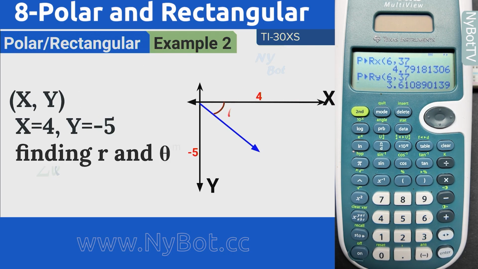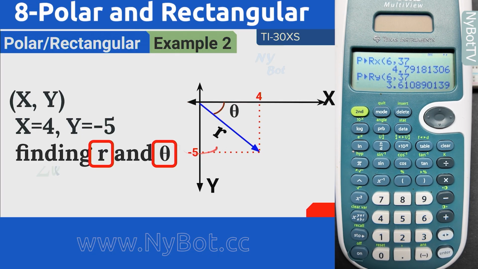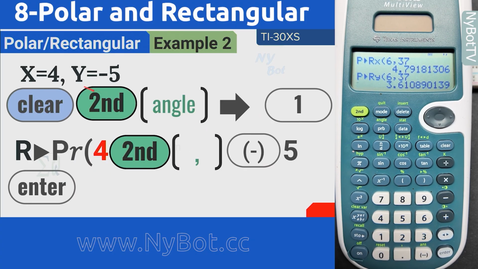Now we have another example here. X is 4, Y is minus 5, and we want to find theta and the magnitude, R and theta. This is the tip of this point, minus 5, you see below this line, below this X-axis, and then 4 is here. So let's find out R and theta.